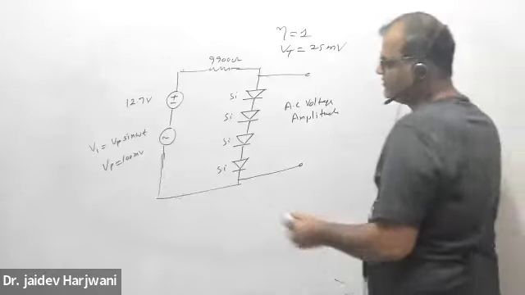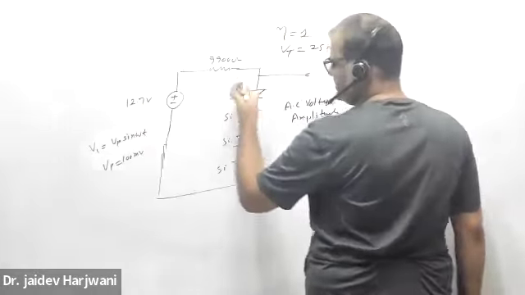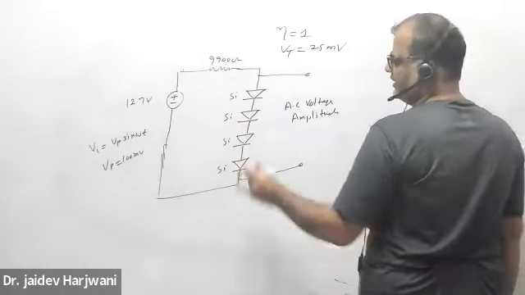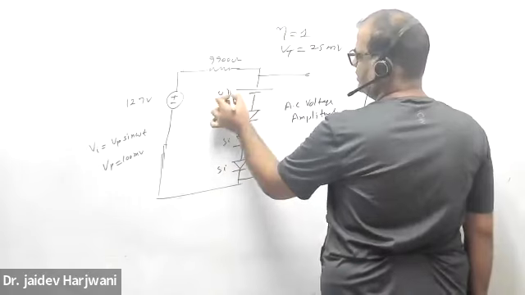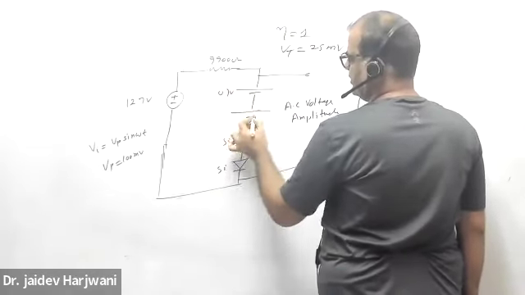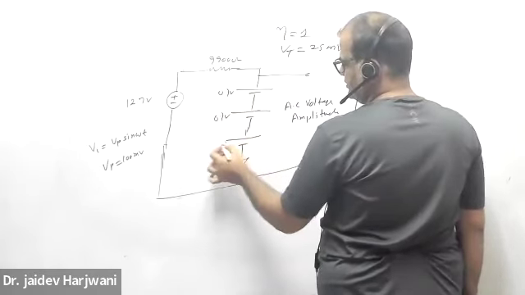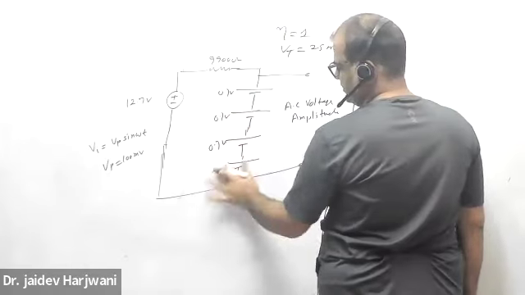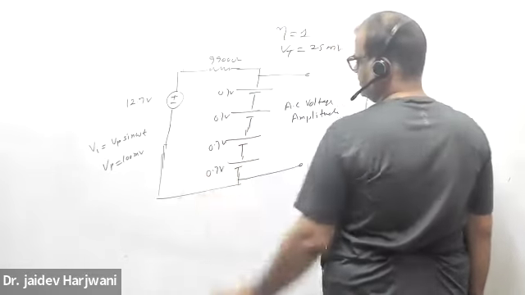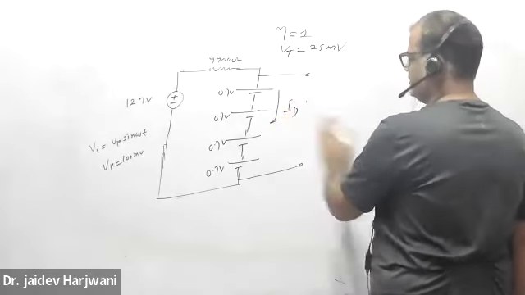So first remove this one. Now find out whether these diodes are conducting or not conducting. If it's conducting, replace all of them by 0.7 volt. 0.7, 0.7, 0.7, 0.7. Okay, and now calculate the ID flowing here.